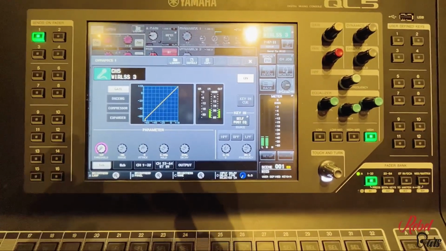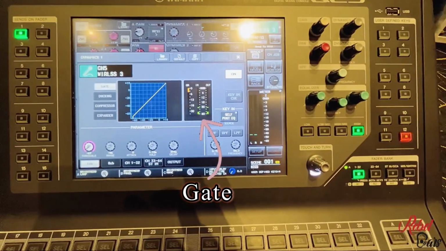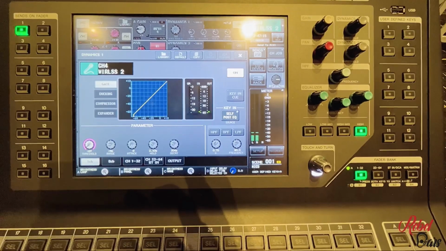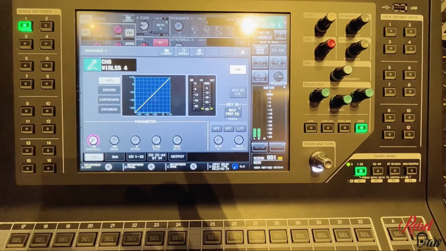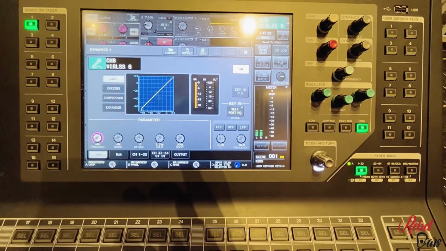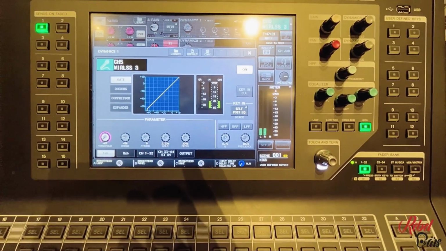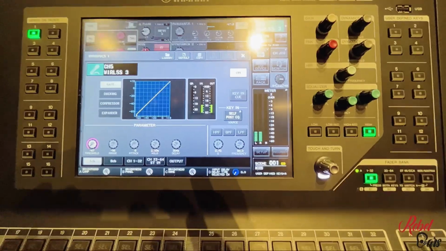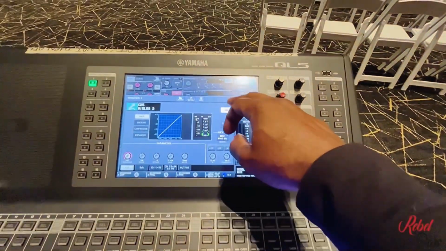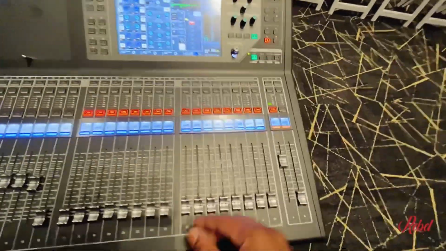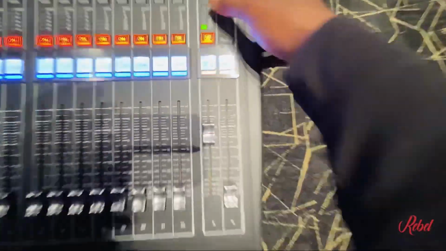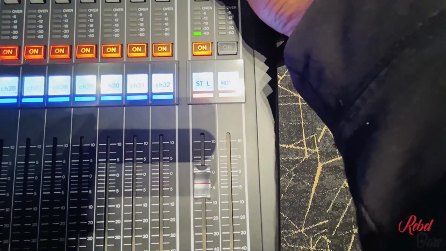I'm showing you a gate, my different dynamics that come in the console. You can also put dynamics on each individual channel. And usually when I have a lot of microphones side by side on the stage, like I have 4 right now, I have a small gate. So basically when one person stops talking, their mic kind of shuts off a little bit.